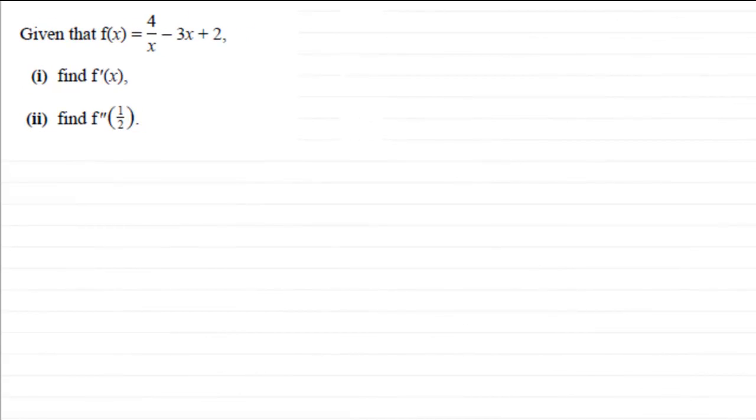Hi. Now in this question we're given that f of x equals 4 divided by x minus 3x plus 2. And we've got to find f prime x or f dash x, and then we've got to go on to find f double dash of a half or f double prime of a half.